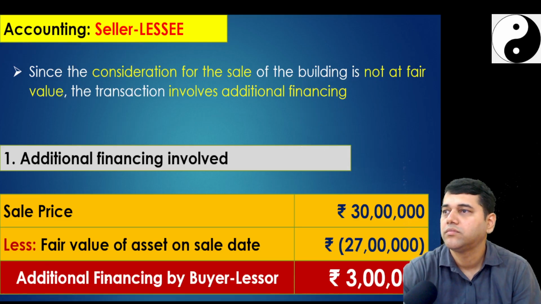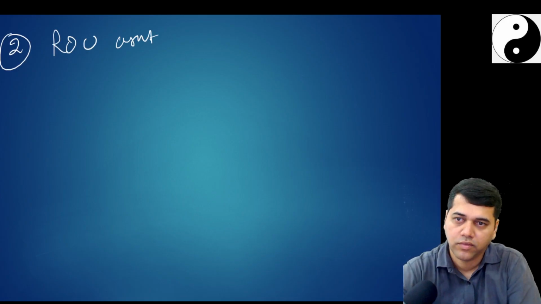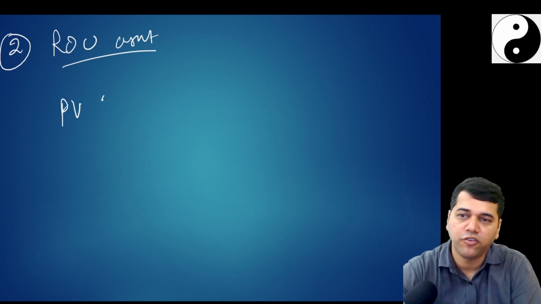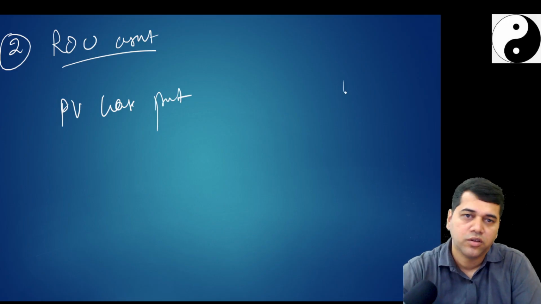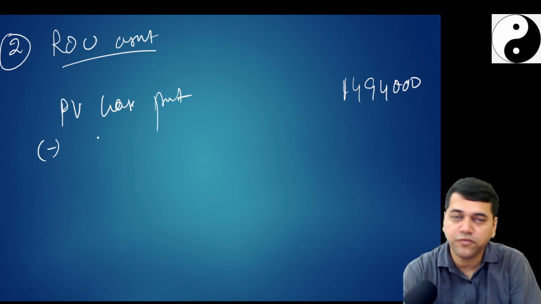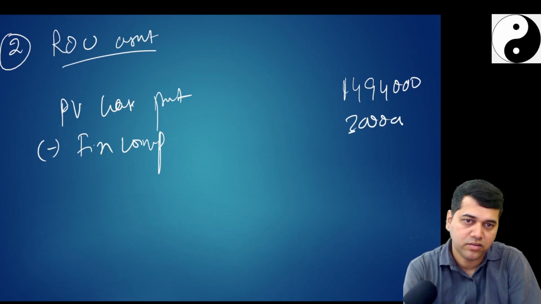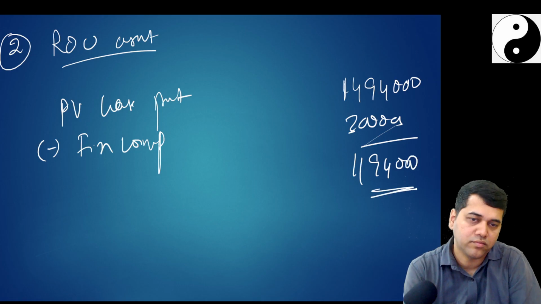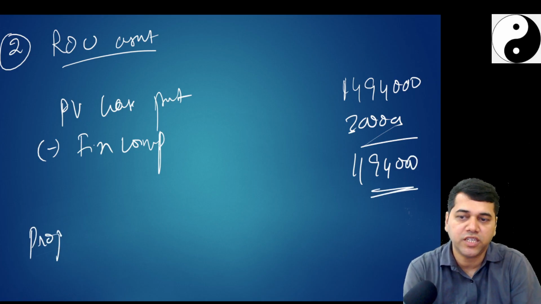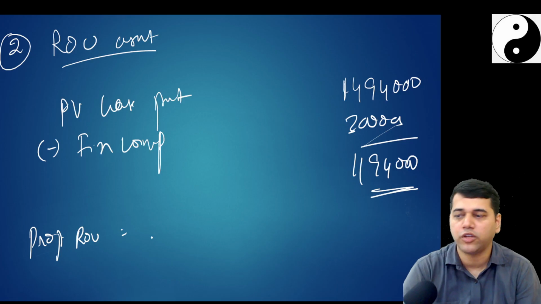Second, what should I do? ROU asset I need to figure out. Second, ROU asset initial value. For this, present value of lease payments, how much? 14 lakh 94,000, minus the financing component. In this 14 lakh 94, is the financing component there? Yes, 3 lakh, so 11 lakh 94,000. So I need a proportionate ROU. Since this is a sale and lease back, proportionate ROU has to be recognized.